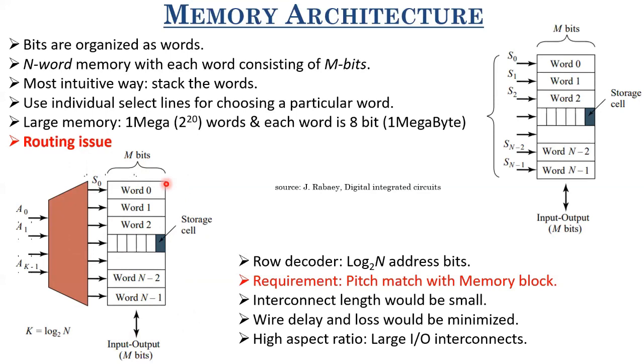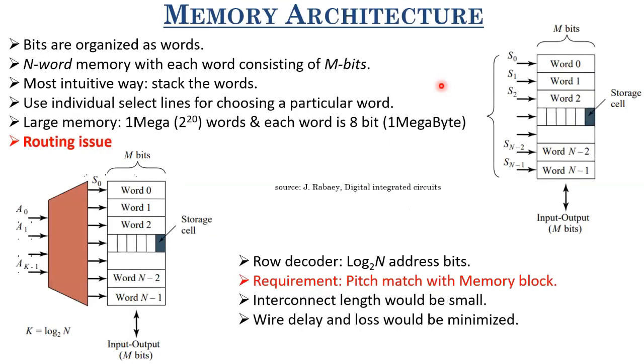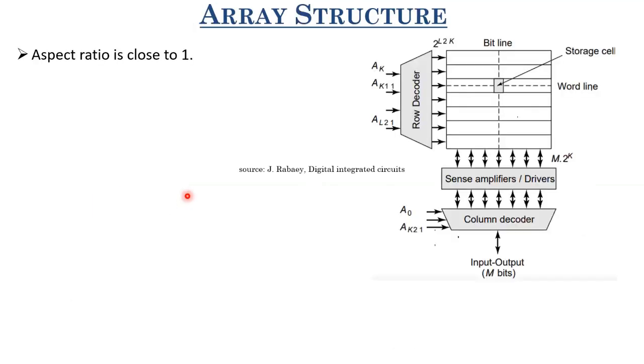So what they do is, they arrange it in the form of an array. How they do it is, they try to keep the aspect ratio close to 1, and they include several words in a particular row. So earlier we had only one word in a particular row, like this. Now they arrange several words in a row, like this, and they come up with an architecture where your aspect ratio is close to 1. By doing so, what we need now is a column decoder as well, which can decode one particular word in between these different columns.